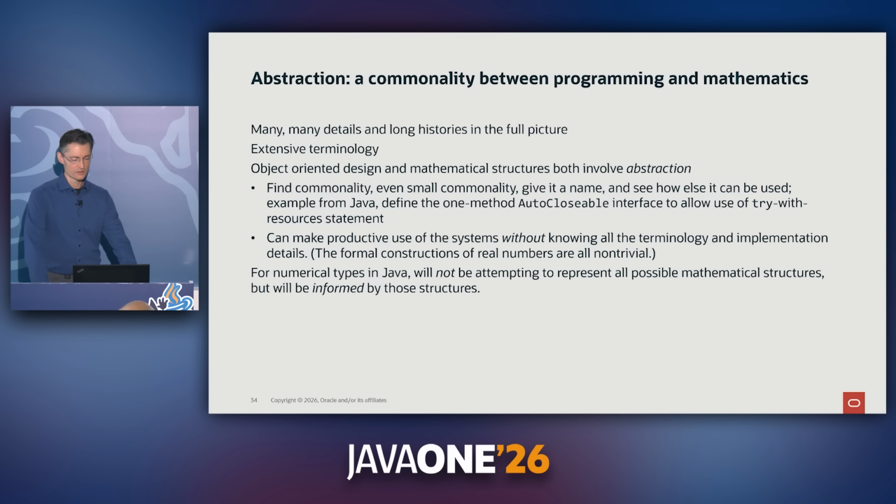For example, a formal construction of real numbers is quite non-trivial, and mathematicians took a while to get it right. But you can certainly go through calculus classes without knowing that kind of background and understand it perfectly well. So for numeric types in Java, we will not be trying to replicate all the richness of the mathematical structures, but we're going to be informed by that richness to try to make sure we can capture as much of it as makes sense.